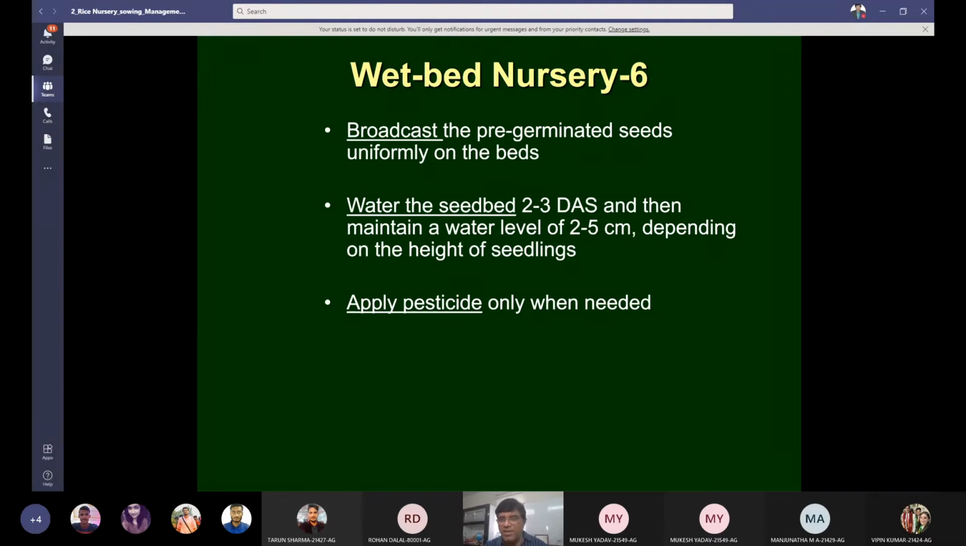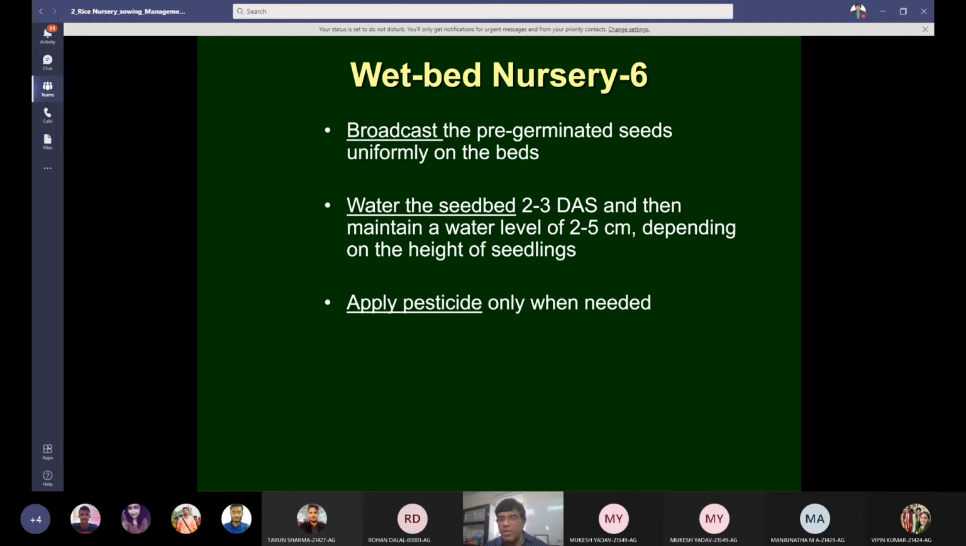Now your beds are ready, your seed is ready. So broadcast the pre-germinated seed uniformly on the beds. Now it is time for sowing or broadcasting, and it is always on the surface of the soil. It should not be put into the soil.